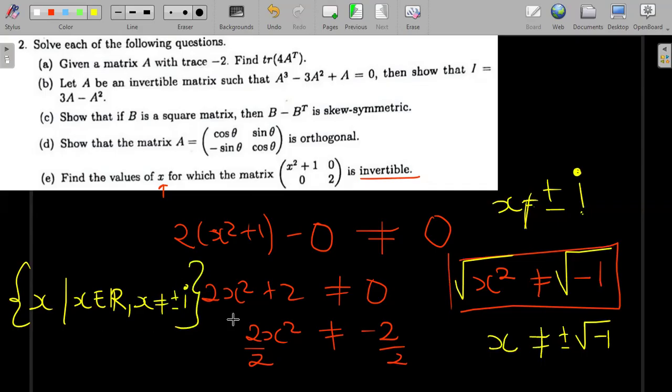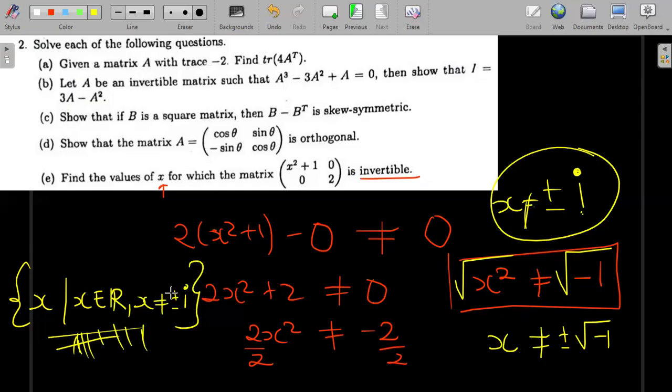So you can take any value of x as long as it's not equal to this, and it will make this matrix invertible. But the moment your x equals plus i or minus i, that matrix becomes not invertible, because you won't find the inverse there. So this is the set of x values that we need for this matrix to be invertible. Right, so I'll end there unless there are other questions.